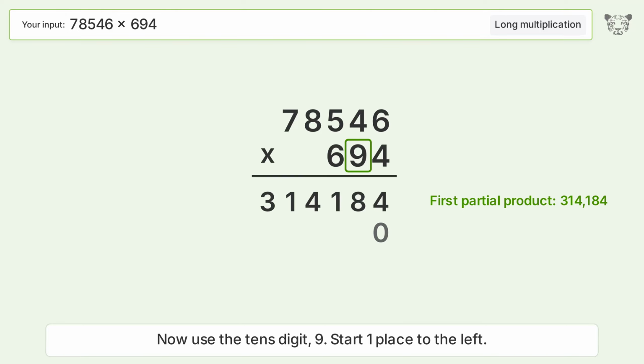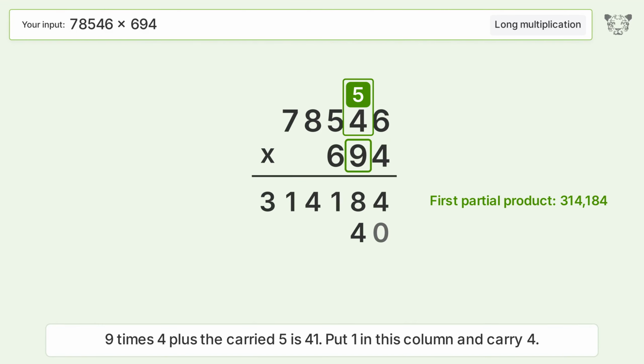Start one place to the left. 9 times 6 is 54. Put 4 in this column and carry 5. 9 times 4 plus the carried 5 is 41. Put 1 in this column and carry 4.